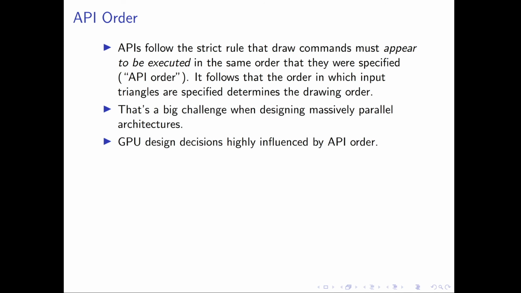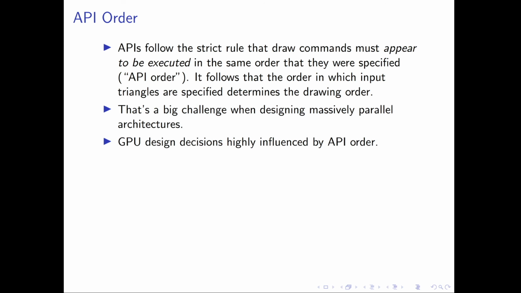An important thing to note here is something that is called API order, and I teased that already when we talked about the rasterization algorithm and about the blend operation. For the GPU architecture, it's an important property that when we issue draw commands on the host through our graphics API, through OpenGL, then the APIs guarantee a certain execution order of the draw calls. That is the same order in which we issued the draw calls. This is also the same order in which final pixels are retired. So it appears that the draw calls are executed in the very same order that we issued them.